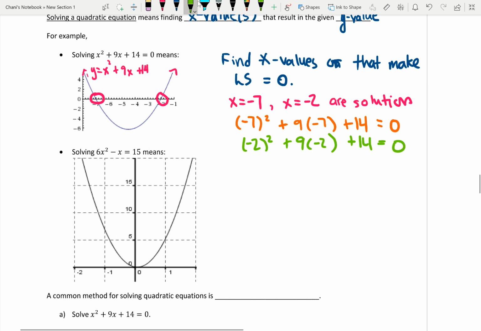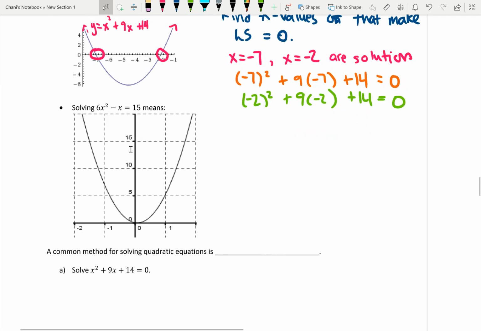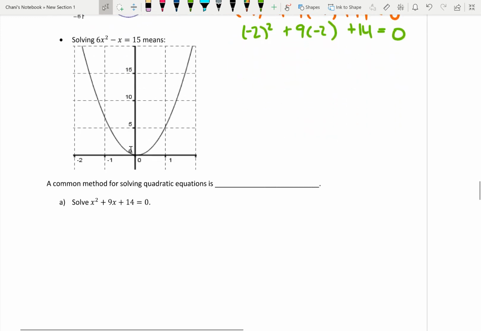So you can also have a quadratic equaling a number other than 0, as is the case here with this one. So 6x squared minus x equals 15. So algebraically, that means what x values make the left side equal to the right side. In other words, make this left side equal to 15.